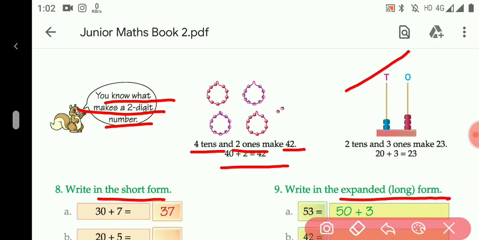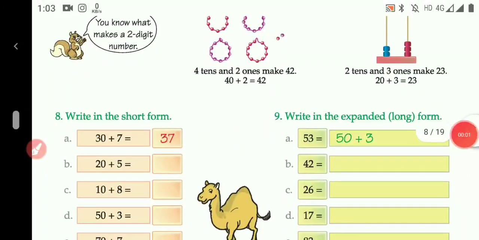Here, two beads are there, so it means two tens. In ones, three beads are there, so it means three ones, which makes it 23. So 20 plus 3 makes 23. Now let's move towards the exercise.